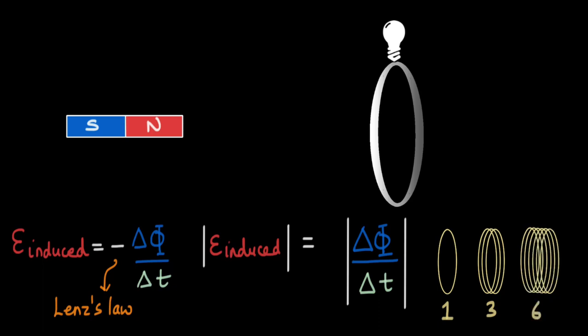If we have 6 loops, then again EMF is induced in each and every loop, and the total EMF is equal to the rate of change of flux in each and every loop. And if we continue increasing the number of loops, that means you have to add the EMF induced that many times. So if we have n number of loops, then you multiply the rate of change of flux n times to get the total EMF induced.